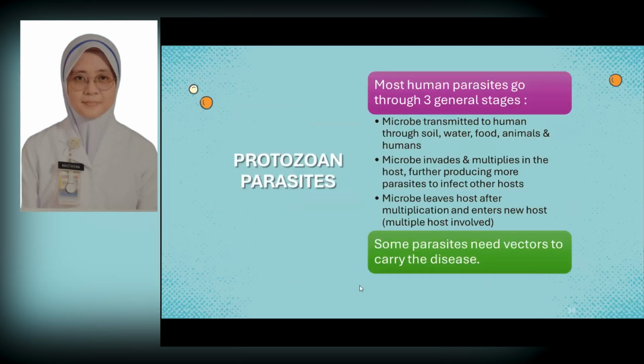Next is protozoan parasites. Most human parasites go through three general stages. The first stage is microbes transmitted to humans through soil, water, food, animals, and humans. The second is microbes invading and multiplying in the host, further producing more parasites to infect other hosts. And the last is microbes leaving their host after multiplication and entering new hosts, with multiple hosts involved. Some parasites need a vector to carry the disease.